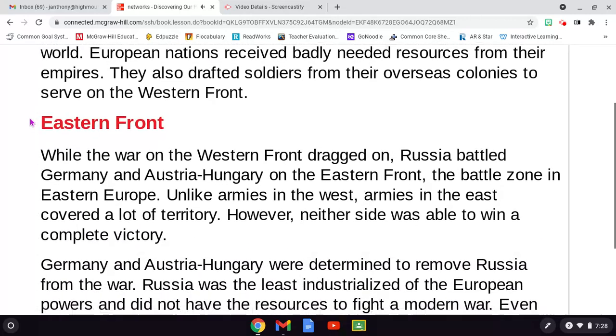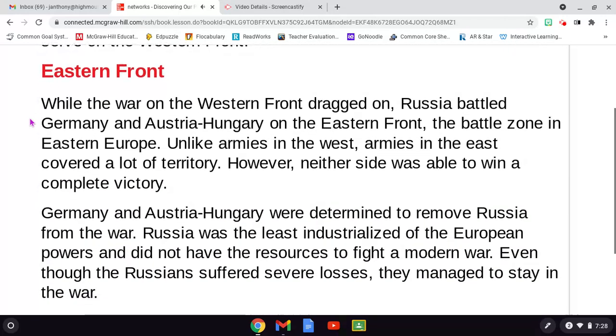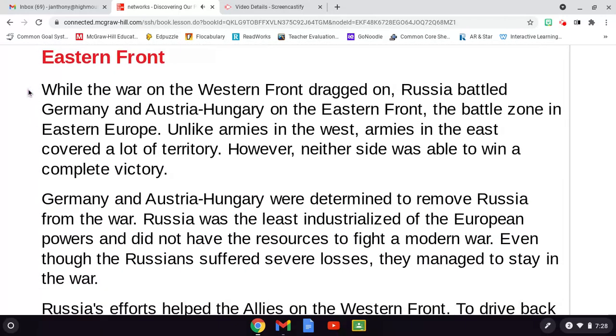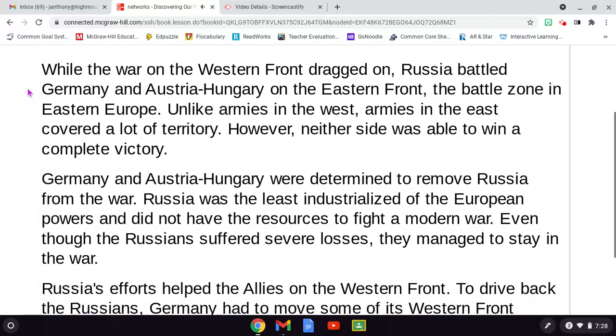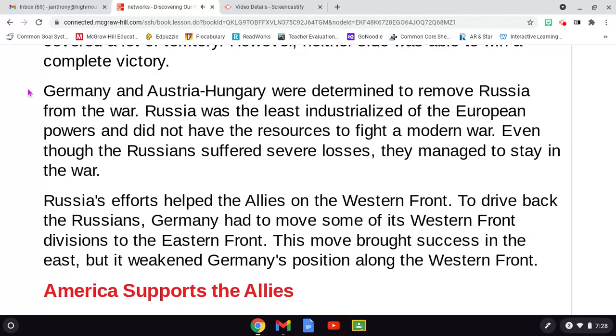Eastern Front. While the war on the Western Front dragged on, Russia battled Germany and Austria-Hungary on the Eastern Front, the battle zone in Eastern Europe. Unlike armies in the West, armies in the East covered a lot of territory. However, neither side was able to win a complete victory. Germany and Austria-Hungary were determined to remove Russia from the war. Russia was the least industrialized of the European powers and did not have the resources to fight a modern war. Even though the Russians suffered severe losses, they managed to stay in the war.